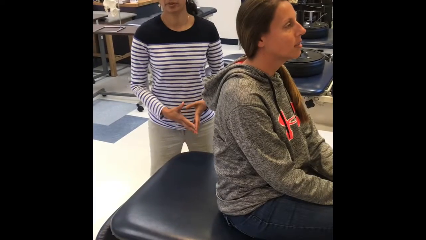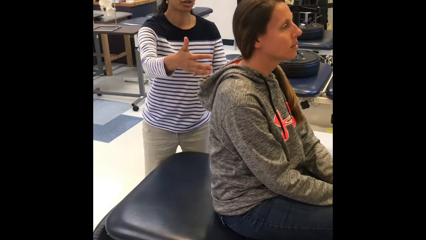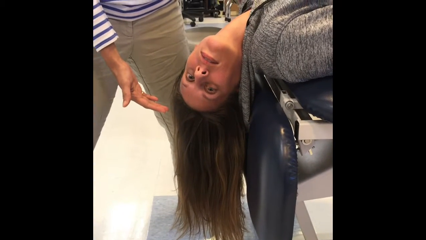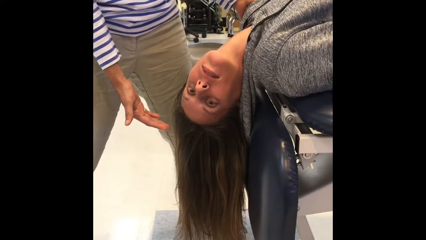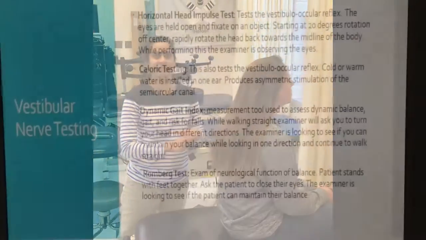This is a Hall-Pike maneuver test which we are going to do. Let's tell your patient to turn your head towards the right and come back. We are observing this for a sensation of vertigo as well as nystagmus. Come back and repeat this procedure for the same side, other side.